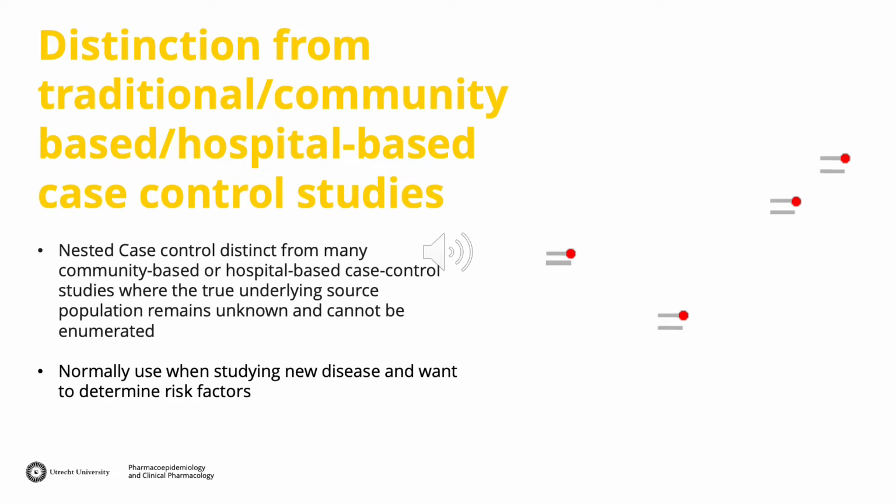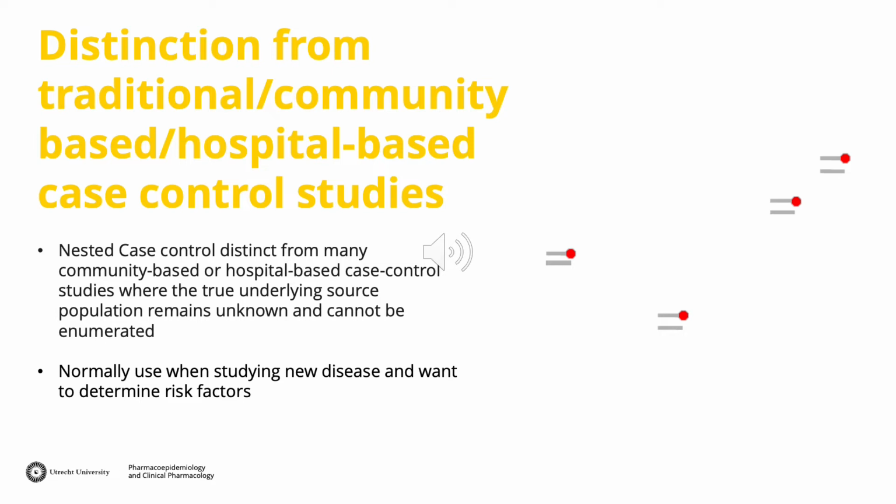A nested case control study is very different than a traditional case control study, in that in a community-based or hospital-based case control study, we don't actually know what the true underlying source population is. So we don't actually observe our entire cohort of patients, or we don't follow an entire cohort of patients in a traditional case control study. As you can see from the diagram here, we don't have the long lines where we follow individuals from the start of follow-up up until the point that they experience the event of interest.